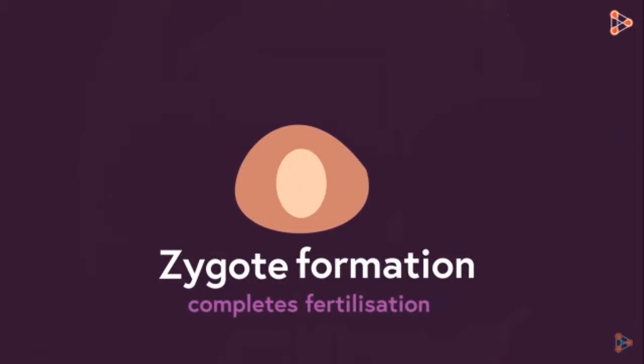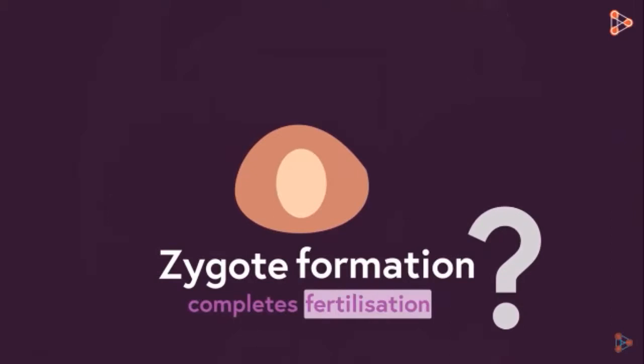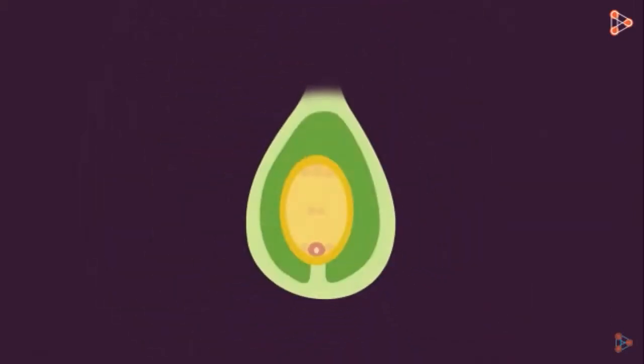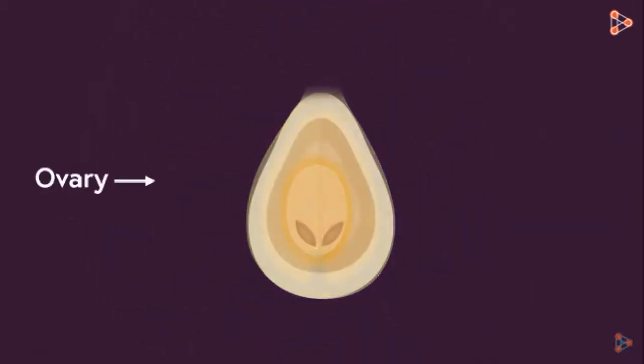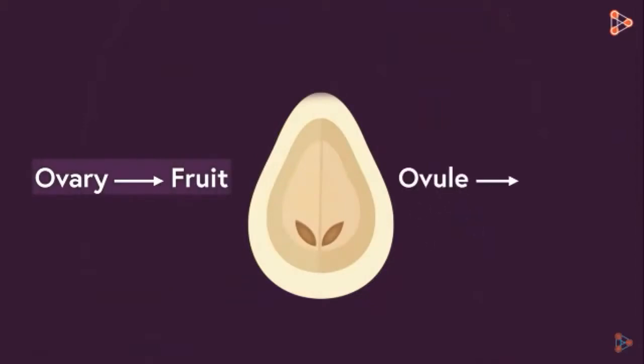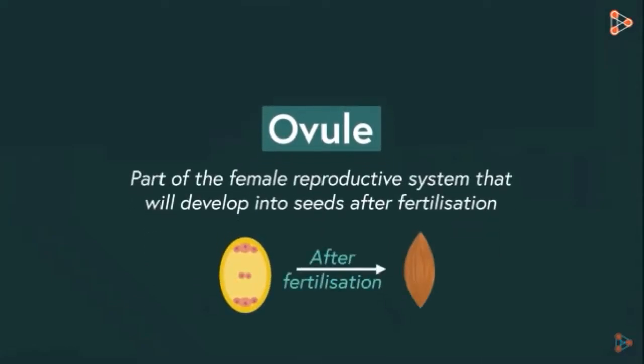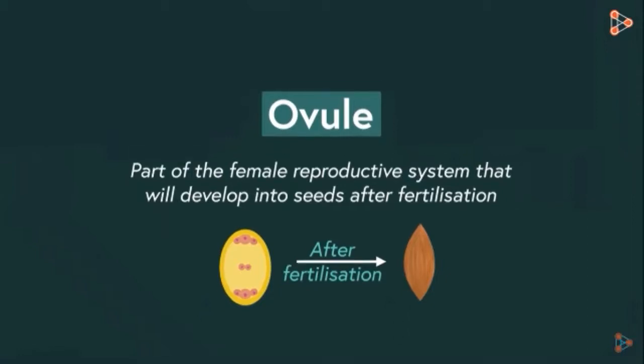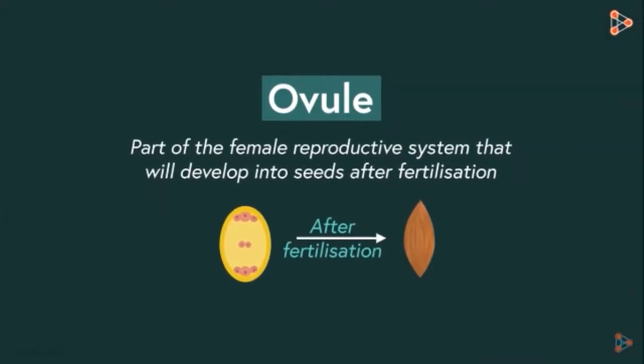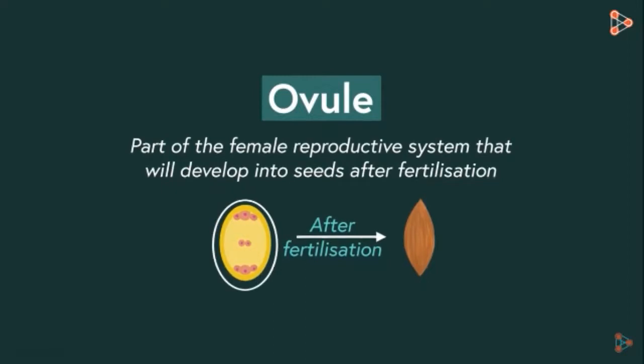What happens next? What will happen once fertilization is successfully accomplished? After fertilization, the ovary develops into a fruit and ovules develop into seeds. What's an ovule? An ovule is a part of the female reproductive system that will develop into seeds after fertilization. This is all we need to know for now. We will get into the structure and functions of ovule in higher grades.